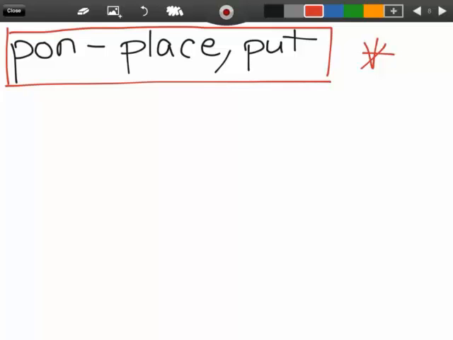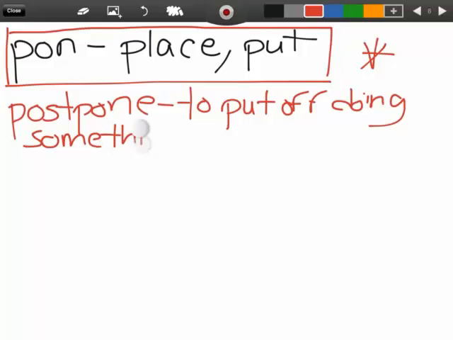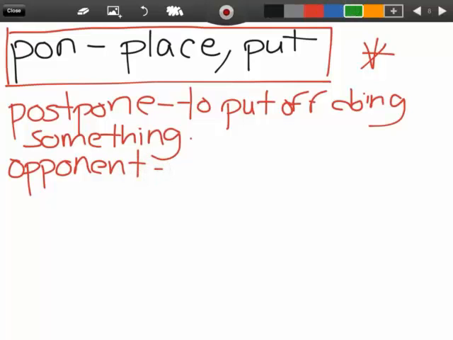I'm going to give you an example word, which is postpone, meaning to put off doing something. I'm going to go ahead and give you another example, is opponent. Before I move on, let me go ahead and underline these roots for you so you can see it. Pawn, pawn.